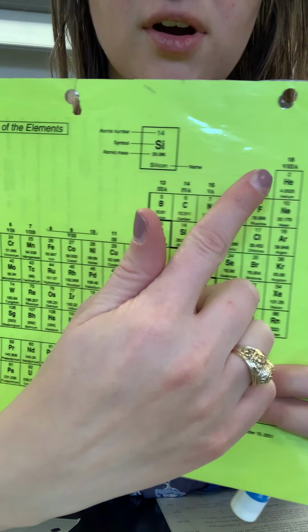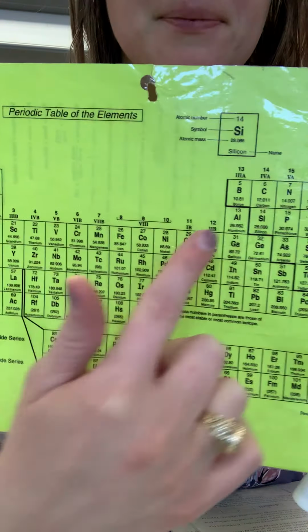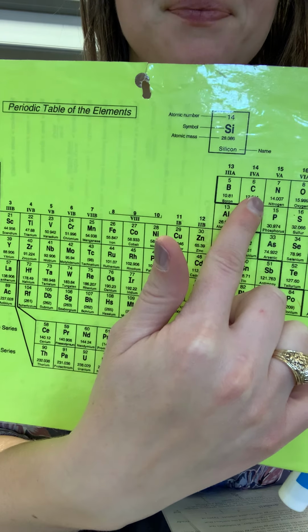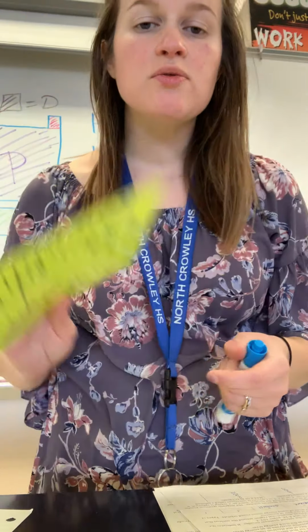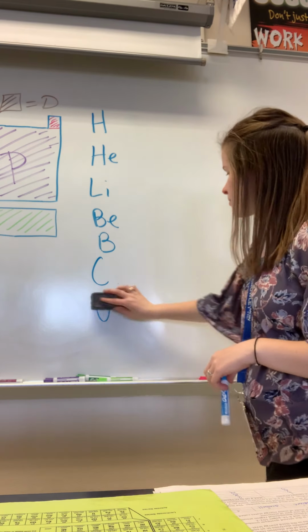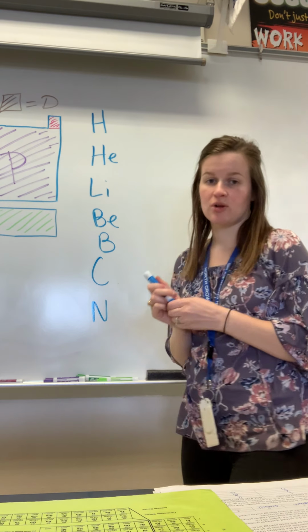If we come over, then here's helium, number 2. Number 3 is lithium, beryllium, boron, carbon. And then actually put oxygen next. It would be nitrogen next. So I want you to realize, one, that we're going in order on your periodic table. And 2, I want you to kind of see what's happening in a little bit of a pattern.